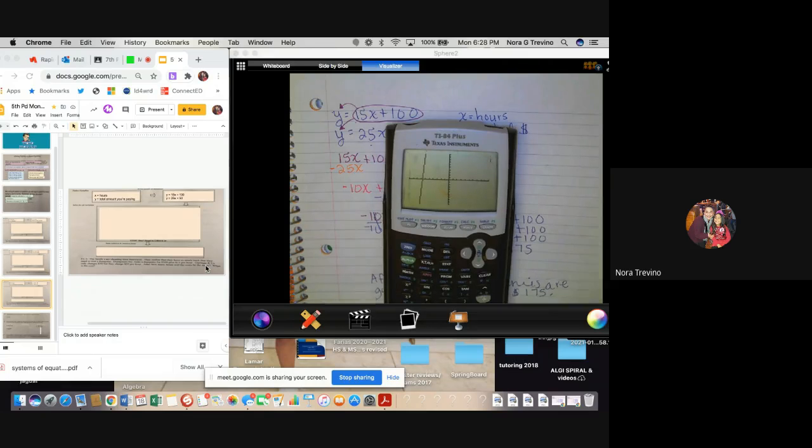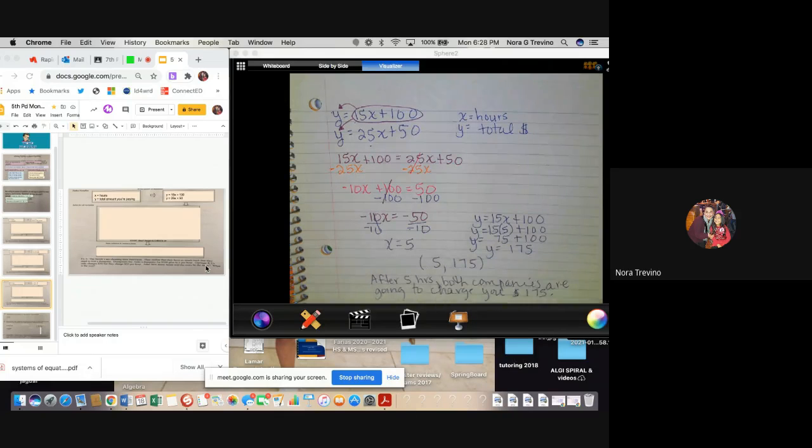And you let your lines come up. Once this little thing is gone, that means your lines have come up and you'll see the words and you're just going to press enter 3 times. 1, 2, 3. And there's your answer. 5, 175. Okay.